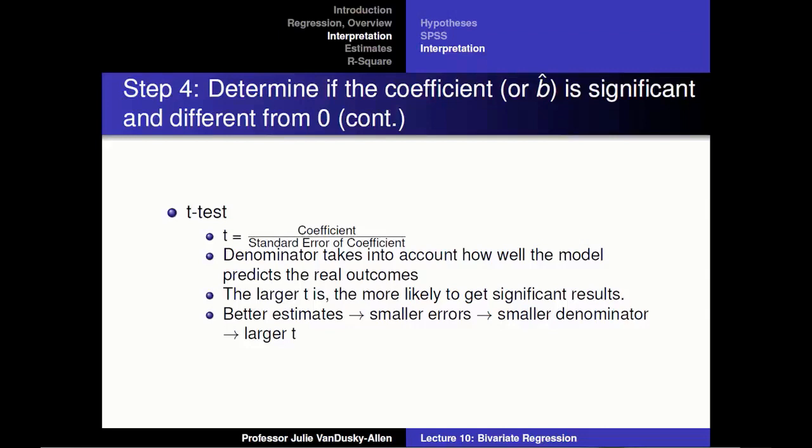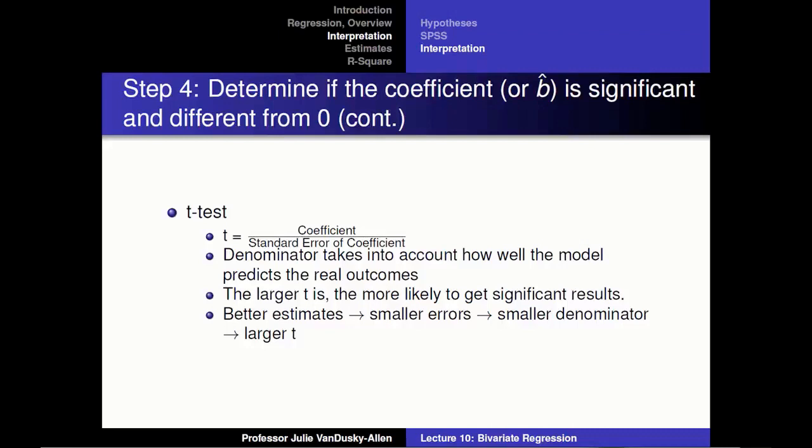The standard error of the coefficient takes into account how well the regression model predicts real-world outcomes. If it predicts the true dependent variable values well, the standard error is small. If it predicts poorly, then the standard error is larger. Now, recall that in a t-test, you want to calculate a t-statistic. You want to calculate a large t-statistic because it means that the t-statistic is greater or less than the t-value you get from the t-table in your textbook, and that indicates a significant relationship.